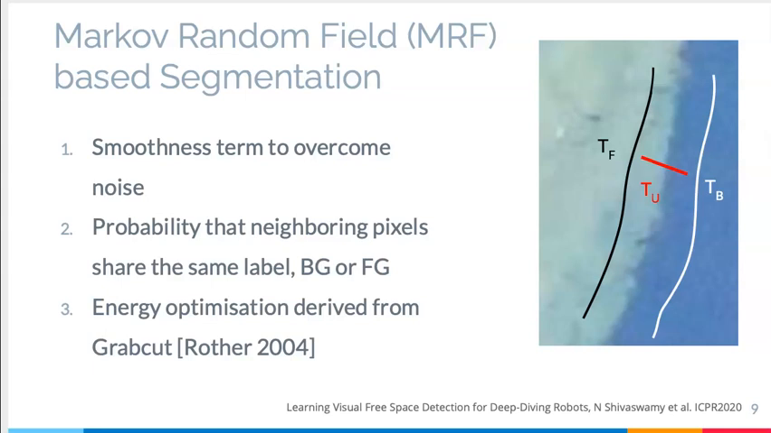In MRF, we introduce a smoothness term to overcome this noise. We specify the probability that neighboring pixels share the same label and support a data term that considers how compatible the pixel is with foreground or background color. We base this approach on the energy optimization derived in GrabCut. This image is a trimap, which has foreground and background regions and an unknown region where the smoothness will be applied.